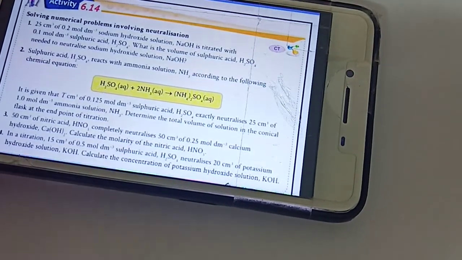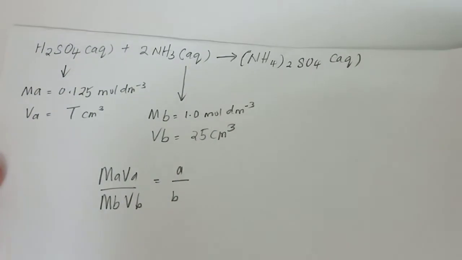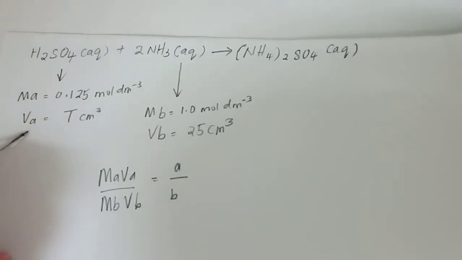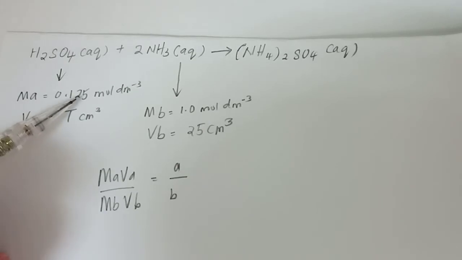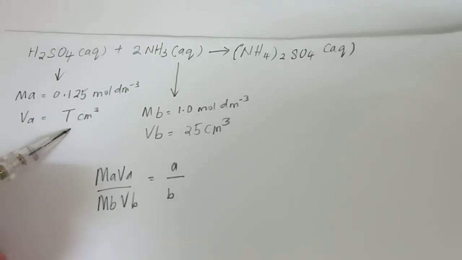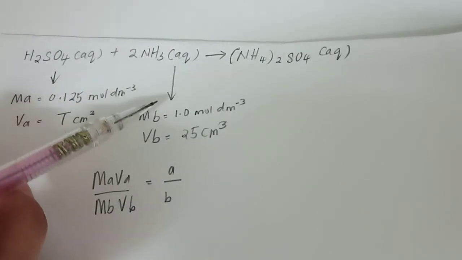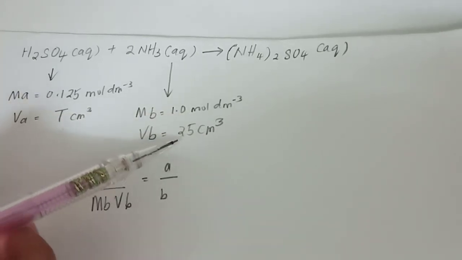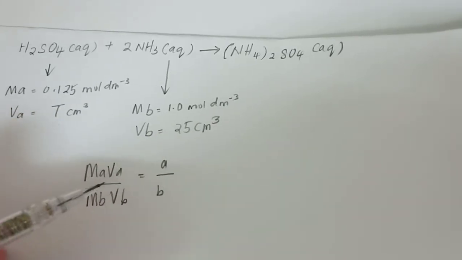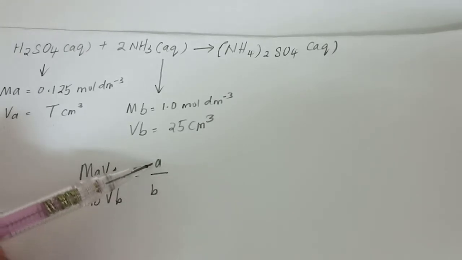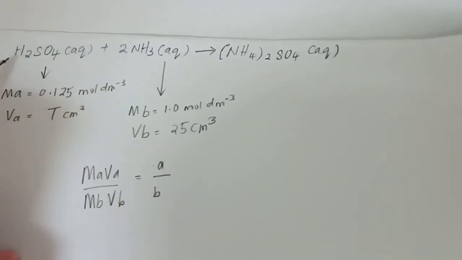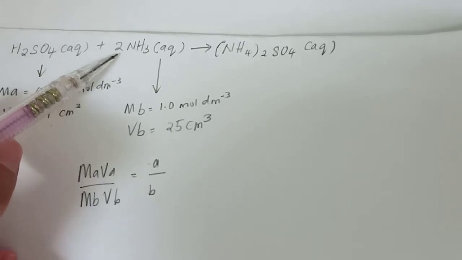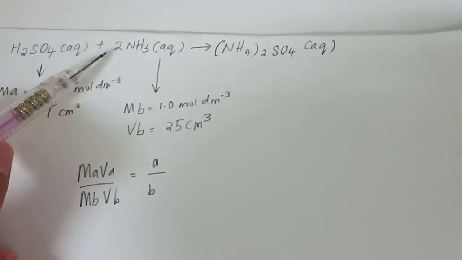Okay, so let's try the questions together. So this is the chemical equation from the question. So we are given the following information. Our molarity of acid is 0.125. Volume of acid is unknown, T. And then we are using ammonia as the base here. So molarity of ammonia is 1.0 mol dm cube, and then volume of ammonia is 25 cm cube. Okay, so we have all that we need to substitute. And our A is the coefficient in front of the acid, so there's no number here, means it is 1. And then B is the coefficient in front of the base or alkali, so there's a number 2 here. So just substitute inside the formula.